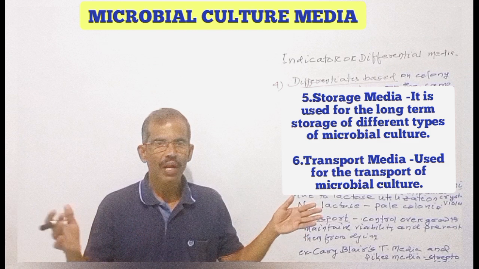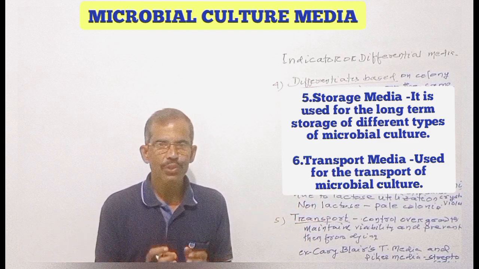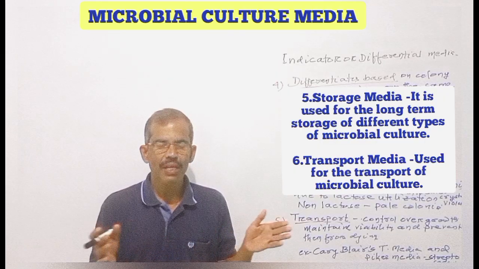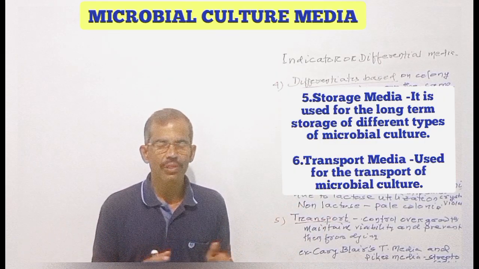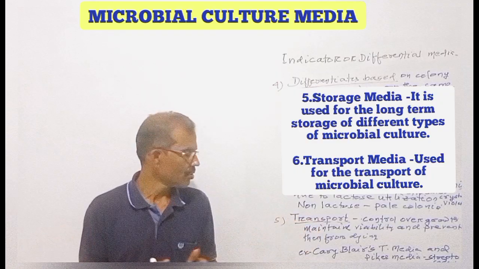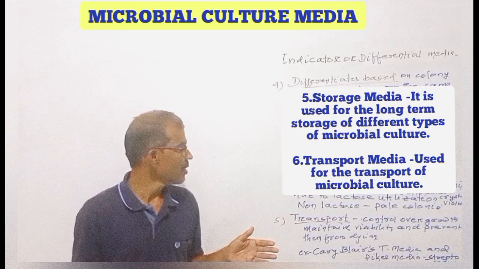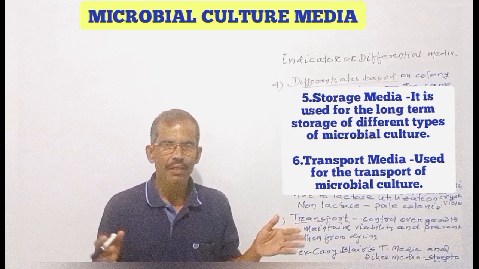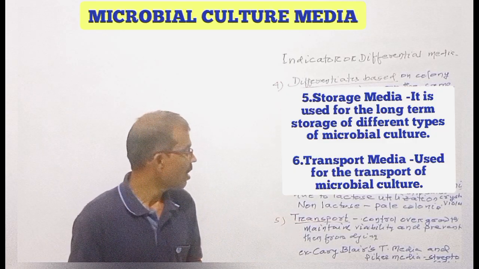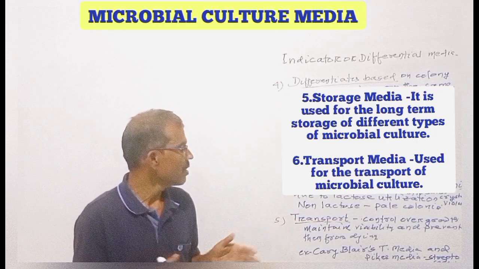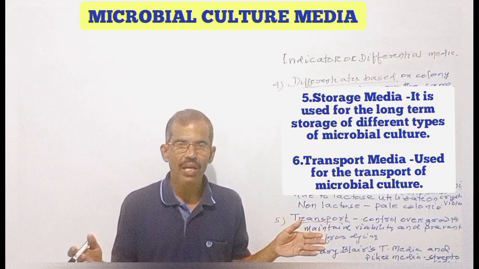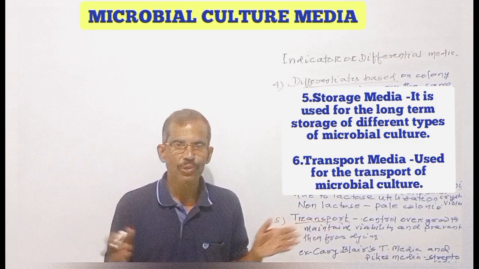Number five, transport media, which is useful for the transport of different types of microbial cultures. Transport media prevent overgrowth, maintain viability and prevent the bacterial cells from drying. Examples are Cary-Blair, Stuart's media and Pike's media, which are used to transport streptococci cultures.